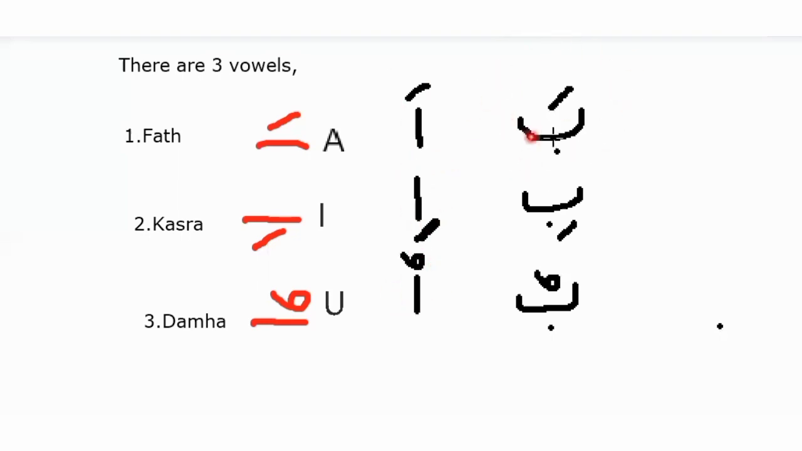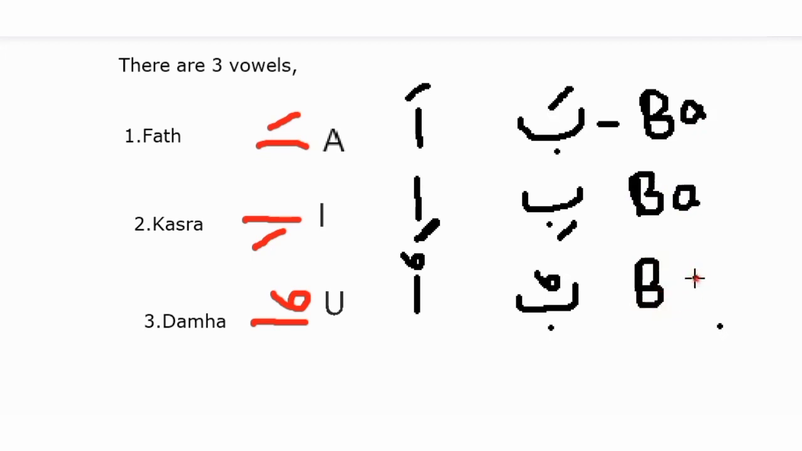So look at this. Our next letter is Ba. This is Ba, only Ba without any symbols or vowels. Same thing here. This is originally Ba, Ba, and Ba.